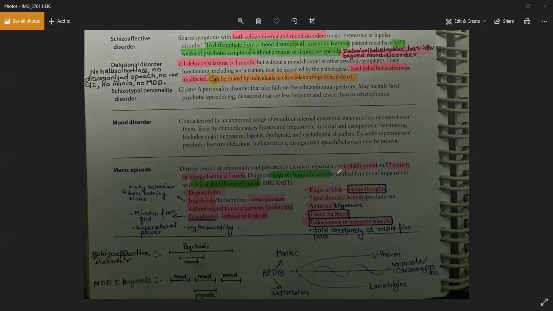Okay, and they must have the aggressiveness also. They can beat their partner, they can assault their partners. Okay, they will verbally abuse their partners, right? That kind of symptoms will be present in the manic episode.